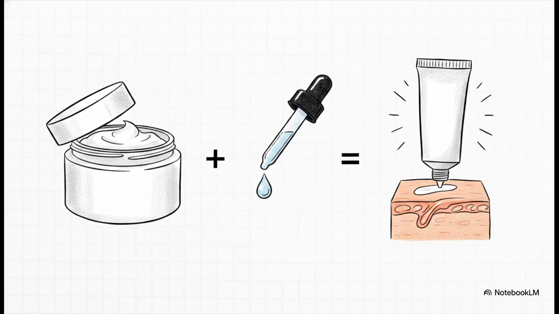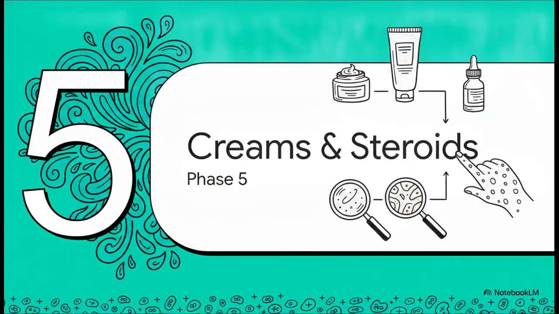Now for the science of the cure. Every single topical treatment is a two-part system. You've got the vehicle, the base, plus the active constituent, which is the medicine itself. Picking the perfect medicine is completely useless if you put it in the wrong base. The base's entire job is to transport that medicine into the skin, entirely depending on how hydrated or dry that specific patch of skin is. Which leads perfectly into our final phase, phase 5, creams, ointments, and steroids.